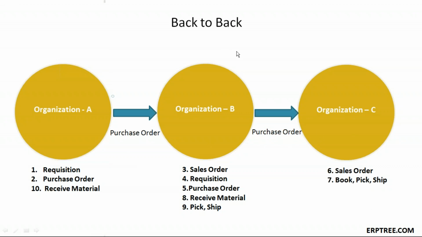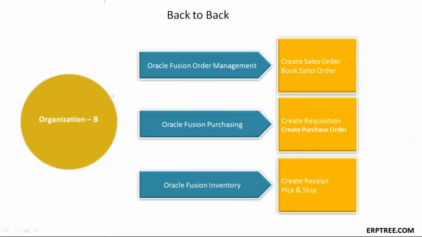This process we call back-to-back order. So in this back-to-back order process, what is organization B going to do? When they get the order from the customer, they record it in order management as a sales order. They create the sales order and book it as a part of Oracle Fusion Order Management.